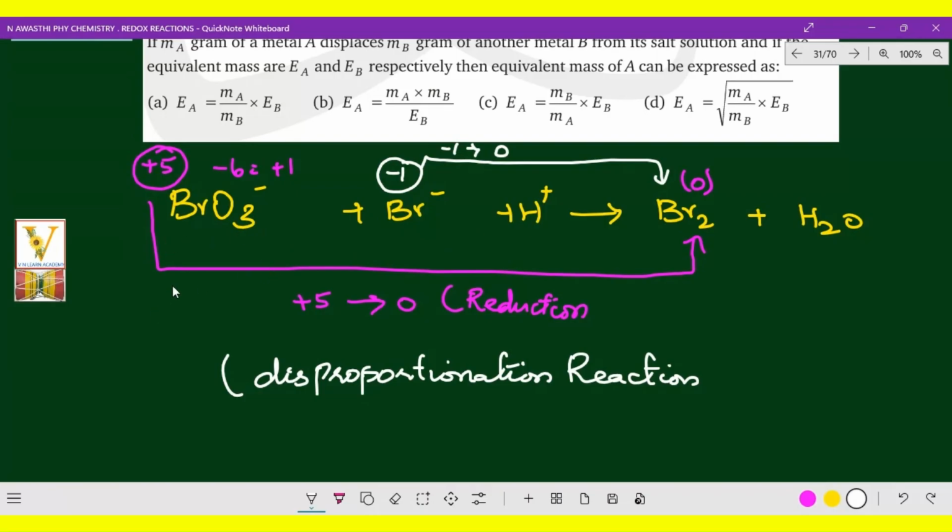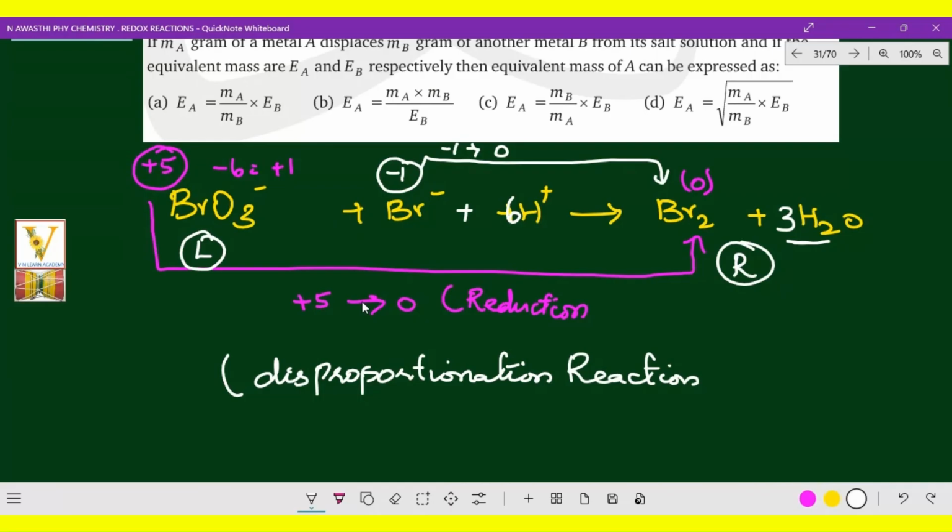Generally, the reactant is the left hand side and the product is the right hand side. Now, how many oxygen atoms are there? According to that, you have to put water molecules. Here 3 oxygen means 3 water molecules. Now how many hydrogen atoms are there? 3 into 2, 6 hydrogen atoms. According to that, you have to put 6 H plus ions. So oxygen and hydrogen are balanced.